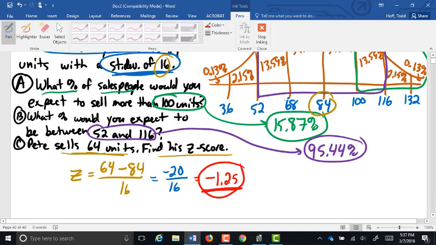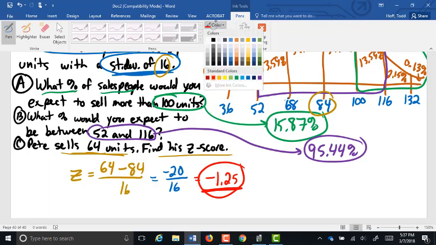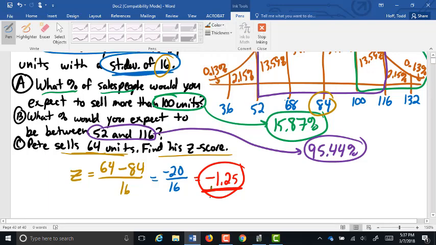So that's all I really asked for there was the Z-score. But I'm going to take it one step further now and ask, what does that mean? What does a Z-score of negative 1.25 mean? First of all, what does the negative portion mean? The positive or negative tells us whether we are more or less than the mean. Negative means we are less than the mean. 64 is smaller than 84. So yes, his sales is below the mean, below average.